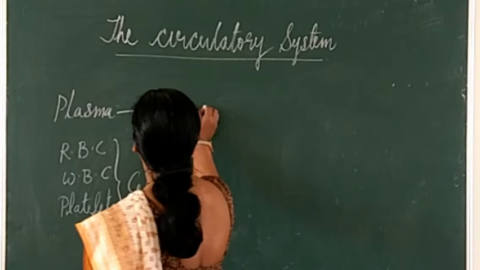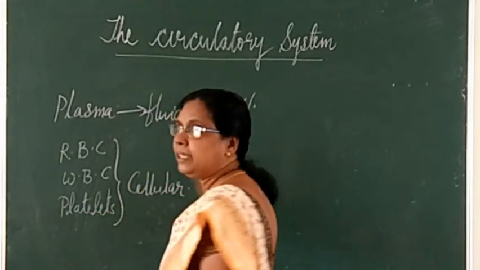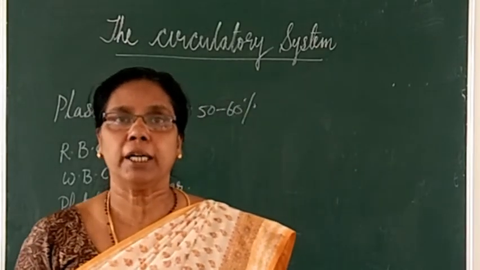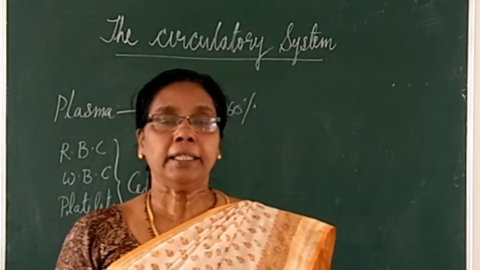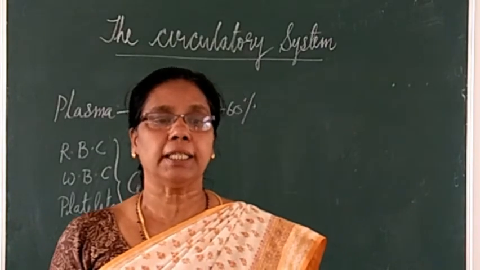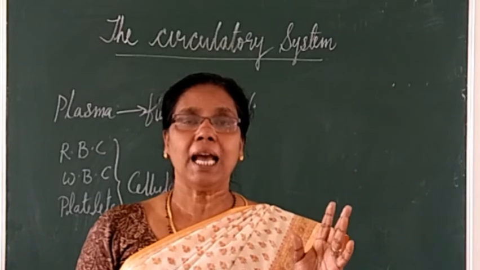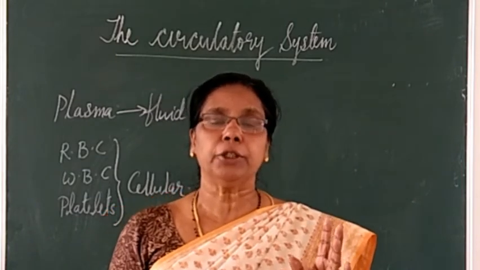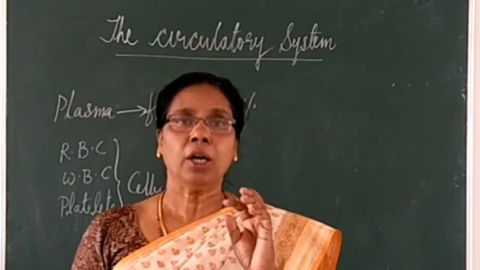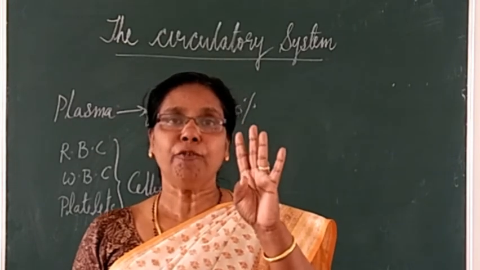Plasma. So plasma is 50 to 60% in the blood. And in the plasma, what are the things present? Okay, what is the color of the plasma? It is a light yellow colored liquid, very pale yellow colored liquid. And it contains four things.